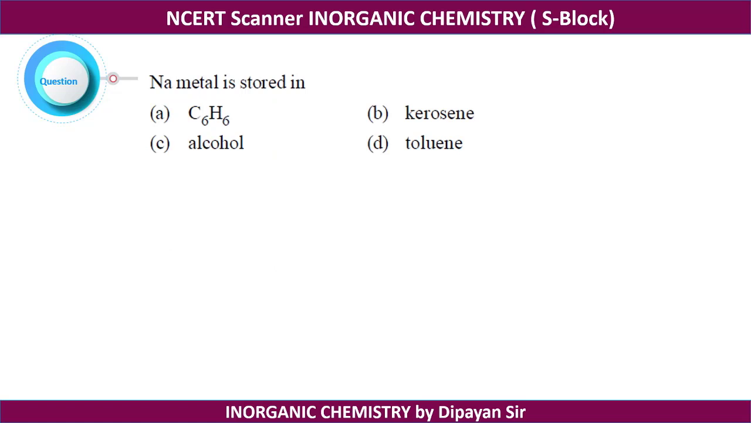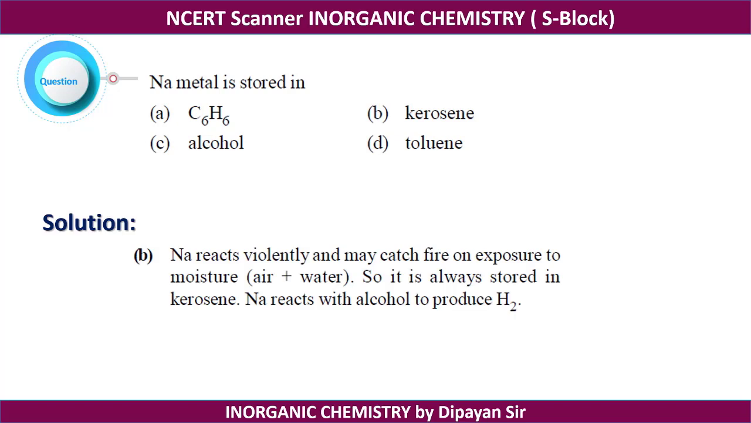Question number 6, sodium metal is stored in, and the correct answer for this question is B, that is in kerosene. Sodium is a very reactive metal, so we have to keep it in kerosene, because we have to keep sodium away from air or water, as they are highly reactive in nature and it can easily produce hydrogen gas.